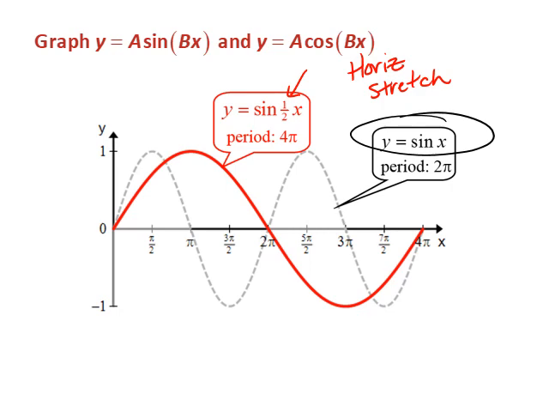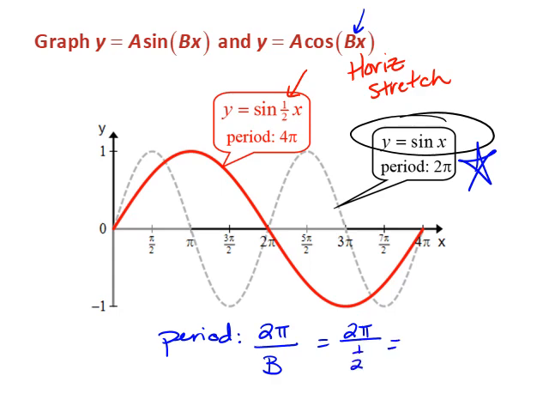So we can see that the period is being affected by this value of B. In fact, anytime we want to find the period of a graph, and you may have noticed this pattern, we take the period of the parent function, which is 2 pi, and we divide it by B. And again, B is whatever is being multiplied by x. So in this case, 2 pi divided by 1/2 is in fact 4 pi. And that's where the period comes from.